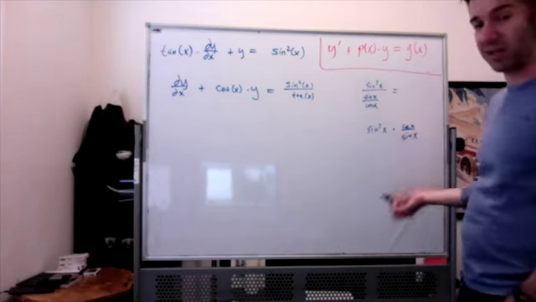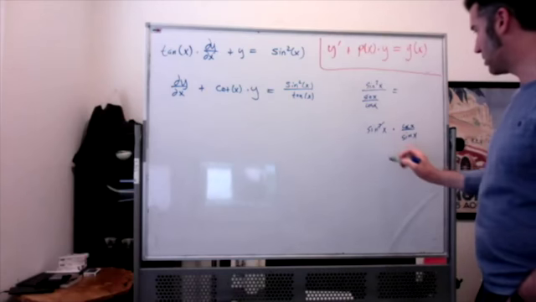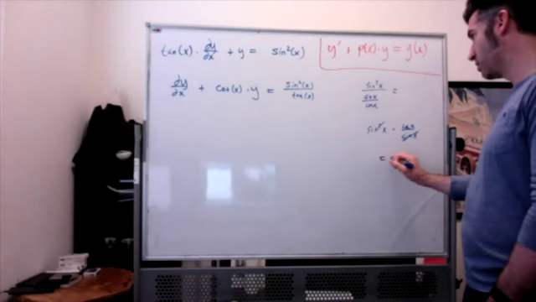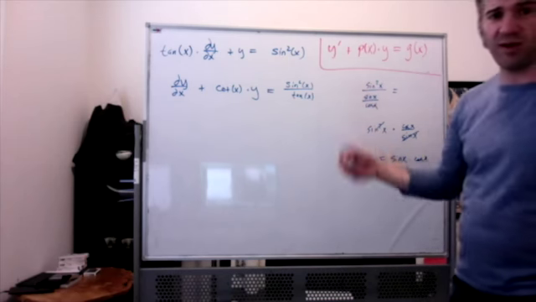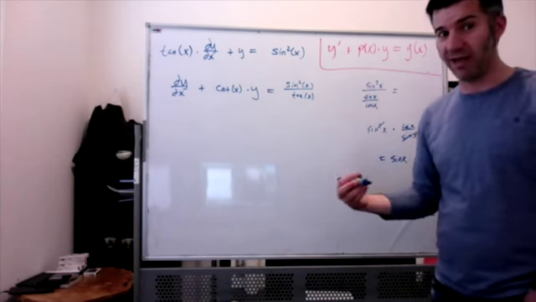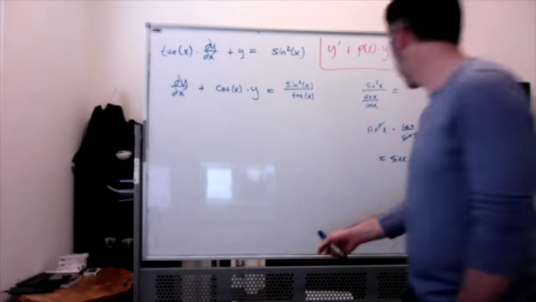This is sine squared x times cosine x over sine x. Oh no, it's wrong. It wasn't cotangent. Cancel a sine there, a sine there. It's equal to sine of x times cosine of x. So sine squared x over tangent x, we should definitely rewrite as sine of x times cosine of x.